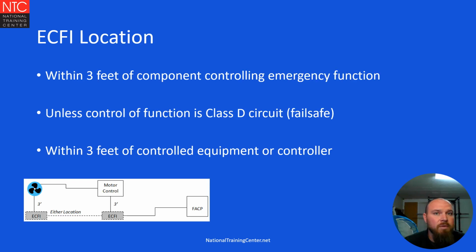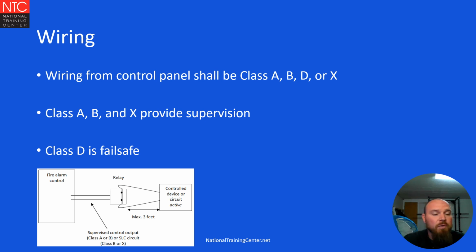The location of those emergency control function interface devices has to be within 3 feet of the component controlling that emergency function, unless control of the function is a Class D circuit, meaning it's fail-safe. We're going to have them within 3 feet of the controlled equipment or the controller that is controlling the emergency function. The wiring for these emergency control functions will be wired from the panel, class A, B, or X, but from the interface device to the actual emergency control function is going to be class D, fail-safe.